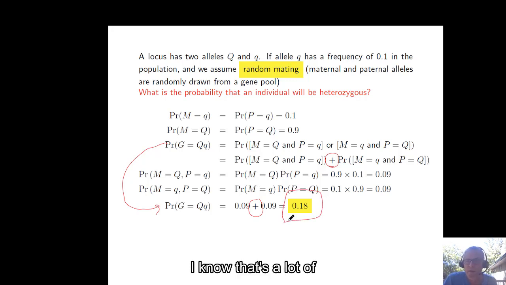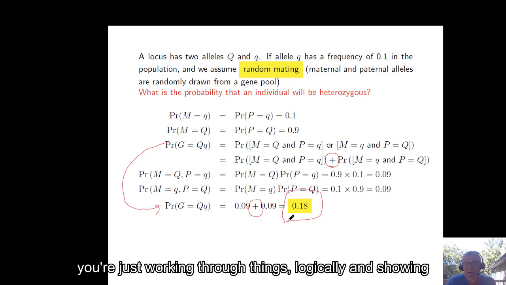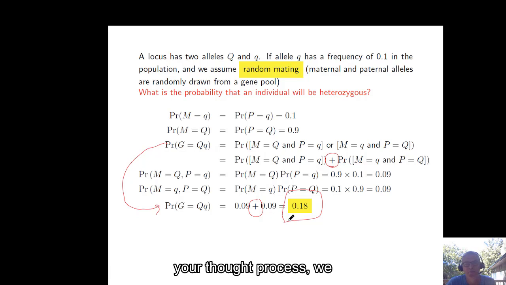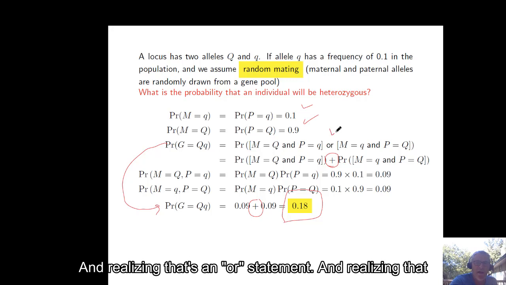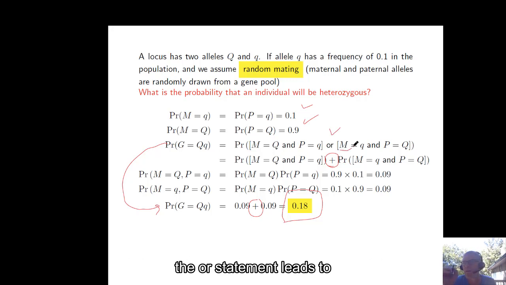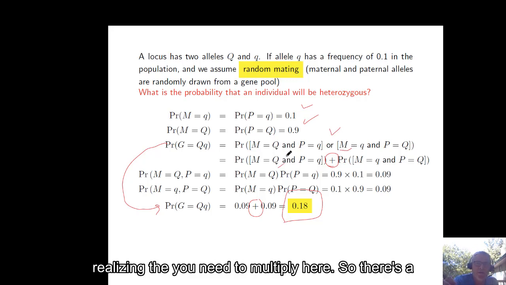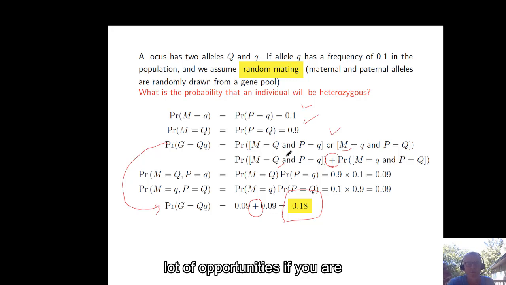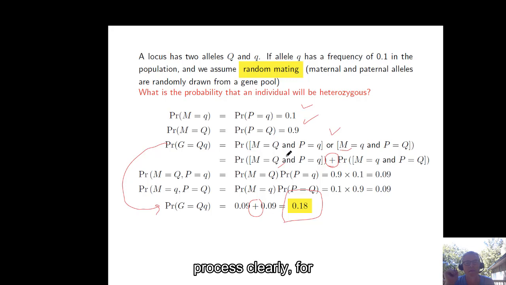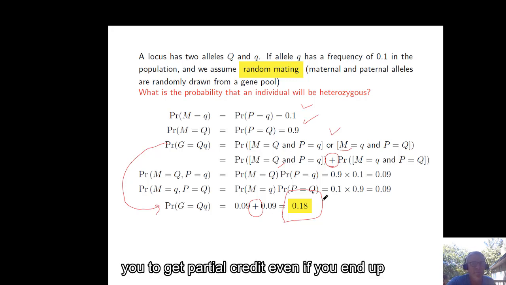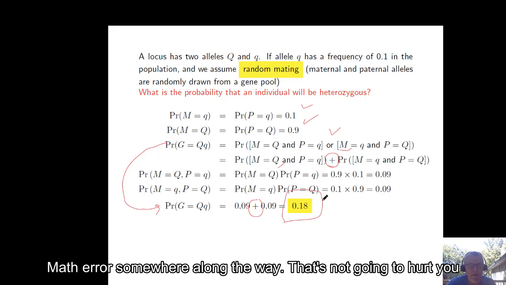So I know that's a lot of steps. Let me emphasize, if you're just working through things logically and showing your thought process, we give partial credit for extracting that from the problem, realizing that that's an OR statement, realizing that the OR statement leads to an addition, and realizing that you need to multiply in here. So there are a lot of opportunities, if you are conveying to us that you're thinking about this process clearly, to get partial credit, even if you end up making some math error along the way. That's not going to hurt you much.